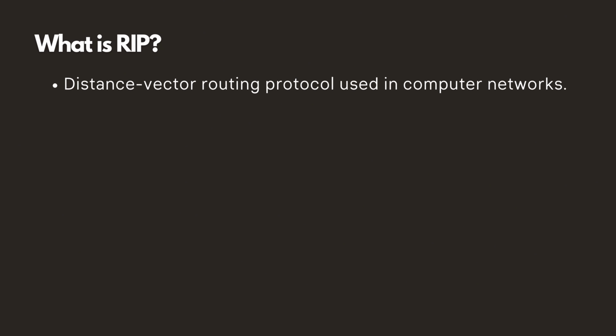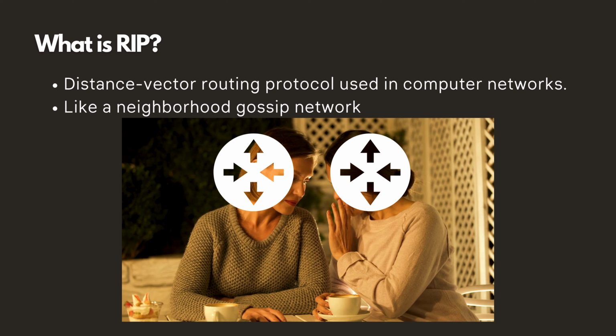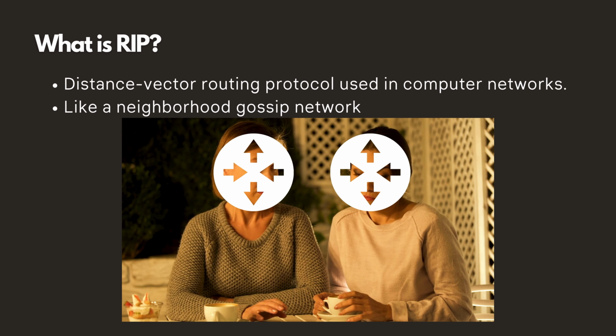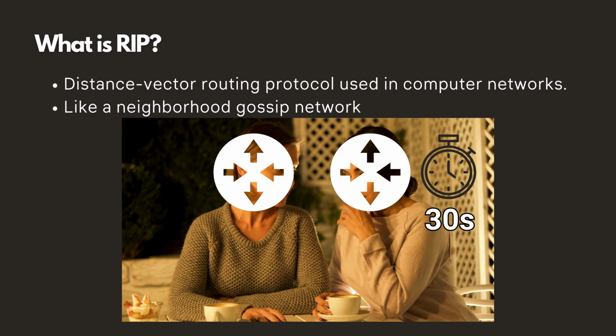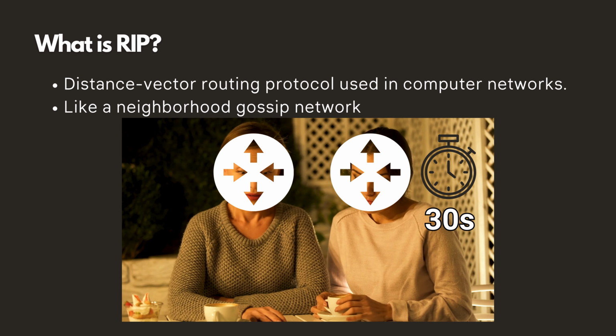What is RIP? RIP is a distance vector routing protocol used in computer networks. It's like a neighborhood gossip network. Each router acts like a neighbor who knows the best way to get to various destinations. And every 30 seconds, they chat over the fence, sharing what they know about how to get to places.